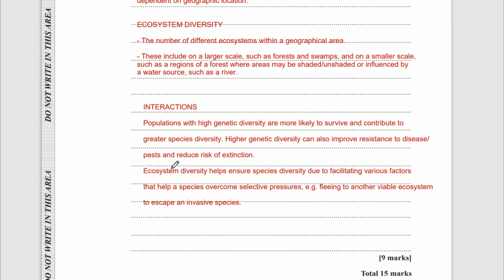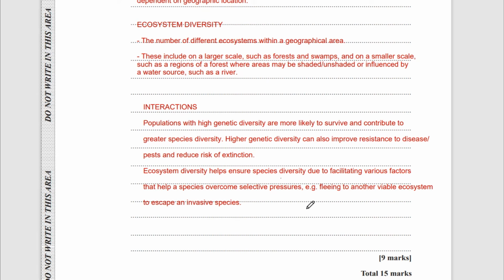Ecosystem diversity helps ensure species diversity by facilitating various factors that help a species overcome selective pressures. So, an example: let's say that we have a species in a swamp and there's suddenly some kind of predator that appears in that swamp. Well, if there's a forest next to that swamp that the predator cannot go to, the species could flee from the swamp into the forest and escape that predator, and thus it could probably start a whole new family there.